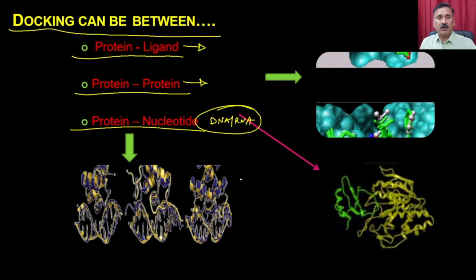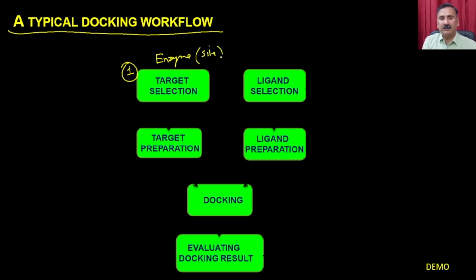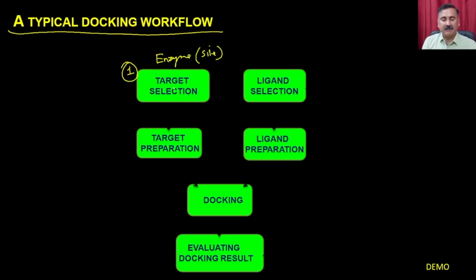Now, when you want to do a docking experiment, you are going to follow a different workflow. First, number one, you do the target selection, which means you select the enzyme, and not only the enzyme, you also select the binding site. There are multiple procedures and multiple steps for selecting the target. Once you have selected the target, then you prepare the target. This means you have different types of procedures.